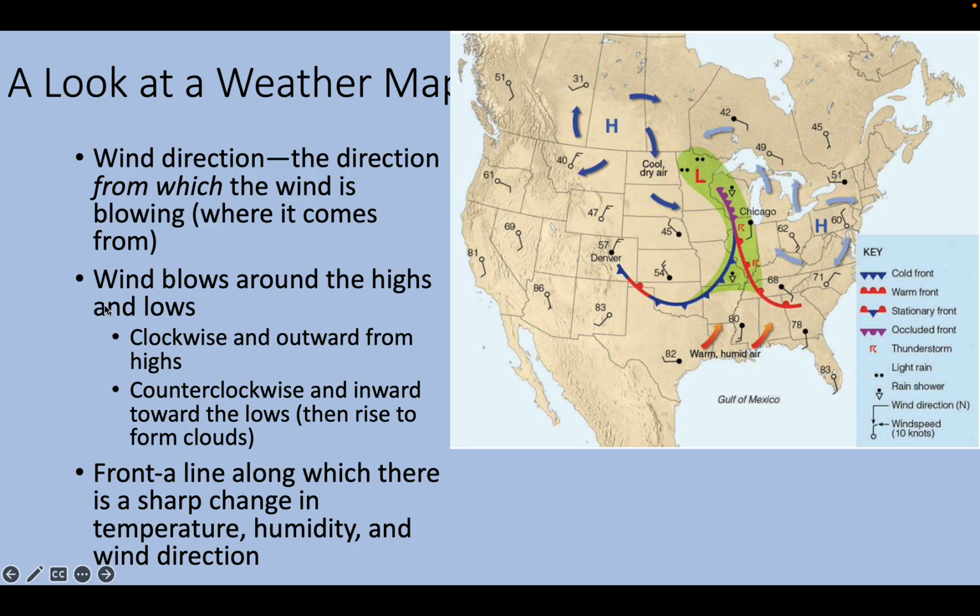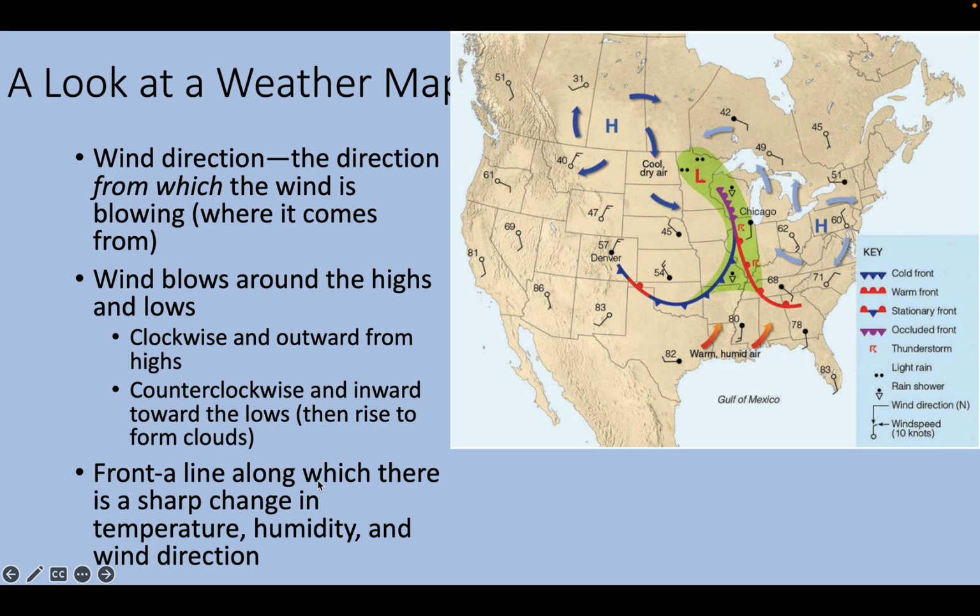Wind blows around the highs and lows. It goes clockwise and outward from highs, and we're only talking about the northern hemisphere right now. It's going to go clockwise and outward from highs, and it's going to go counterclockwise and inward towards the lows. And then once it goes in from the lows, it's eventually going to rise to form clouds.